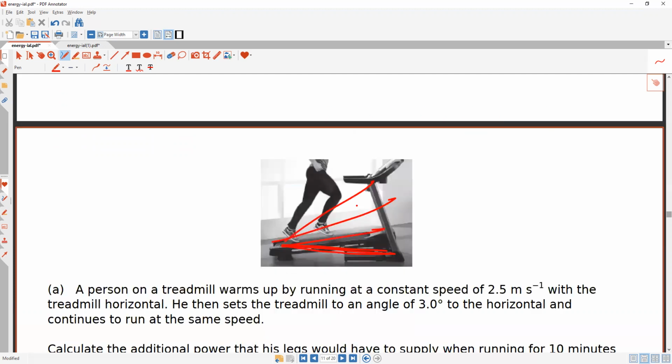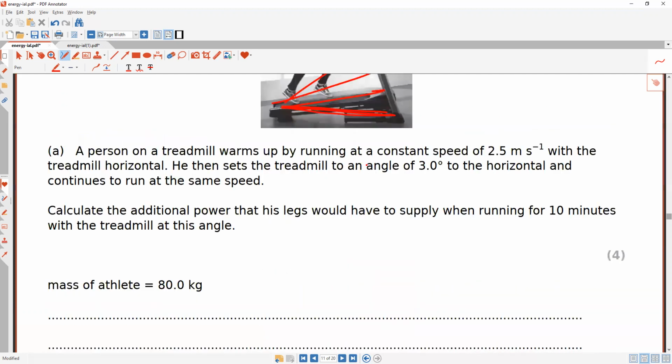A person on a treadmill warms up by running at a constant speed of 2.5 meters per second with the treadmill horizontal. He then sets the treadmill to an angle of 3 degrees to the horizontal and continues to run at the same speed. Calculate the additional power that his legs would have to supply when running for 10 minutes. His mass is 80 kg.